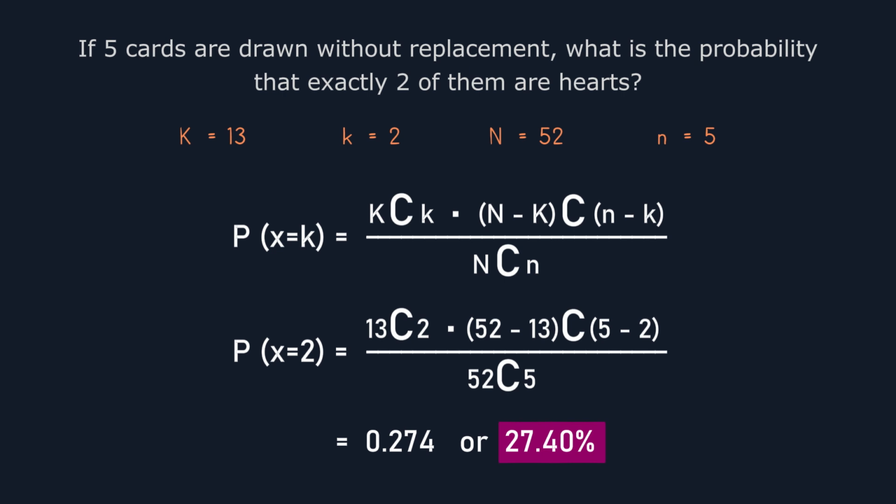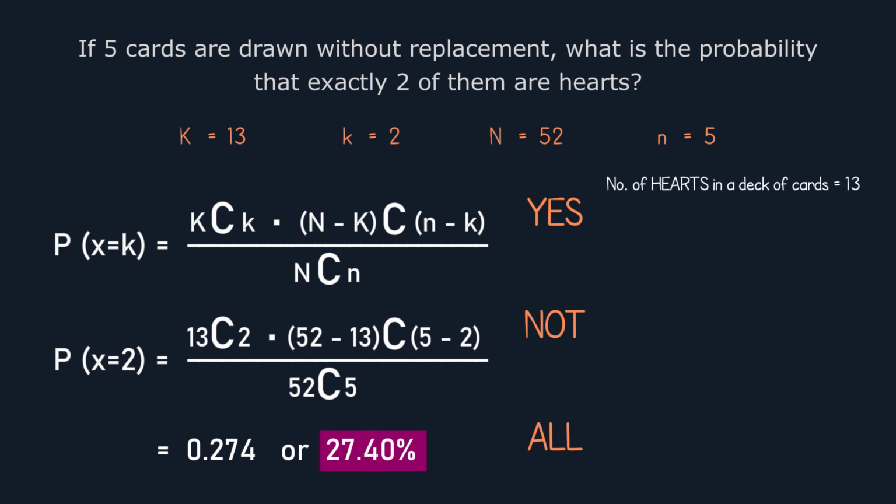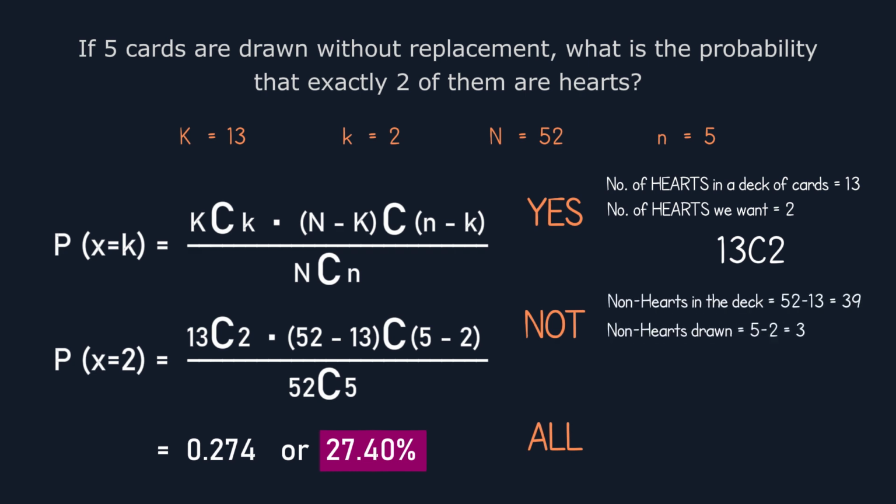If we relate this to the phrase I gave you, it goes something like this. Since we're interested in hearts, the yes group should consist of the 13 hearts in the deck and the 2 cards we want. Therefore, the not group is the remaining 39 cards that aren't hearts, and the remaining 3 of the 5 cards drawn. And lastly, the all group represents the total number of ways to choose 5 cards from the entire deck of 52 cards. Looks easy, right?